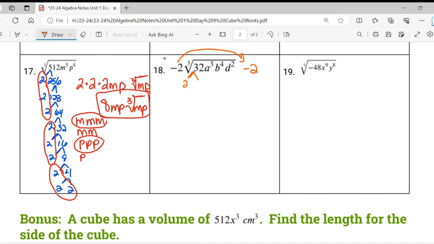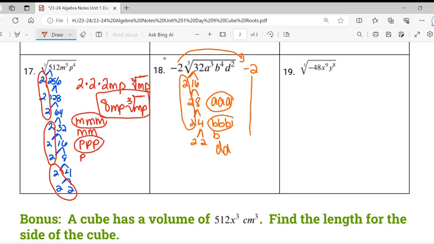So let's see. We've got 2 and 16, 2 with 8, 2 with 4, 2 and 2. We have a to the third power. We have b to the fourth power. And we have d to the second. If we go ahead and circle or look for our triplets, we have a set of triplet 2's.